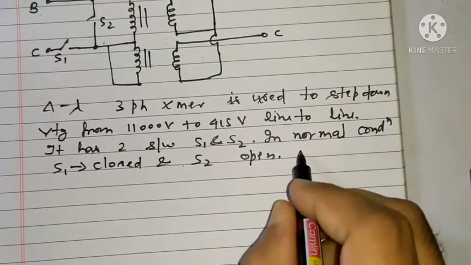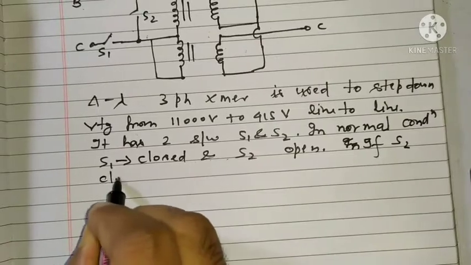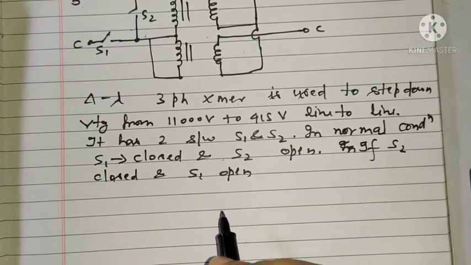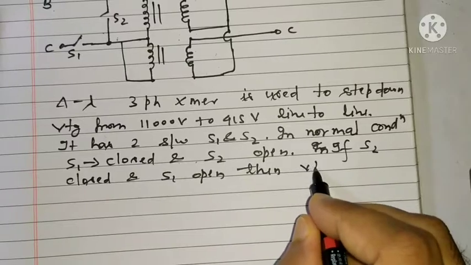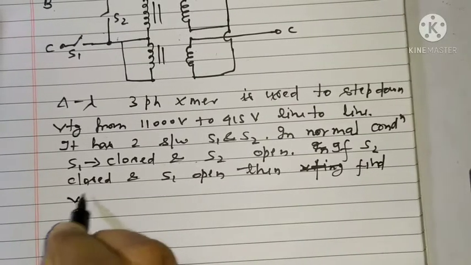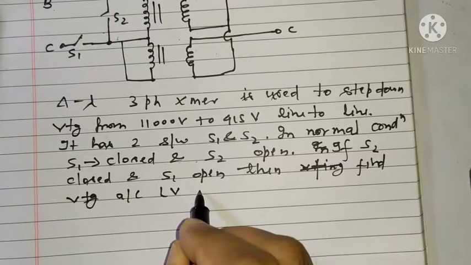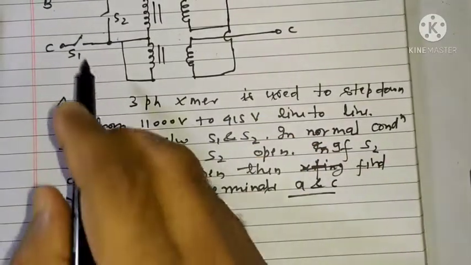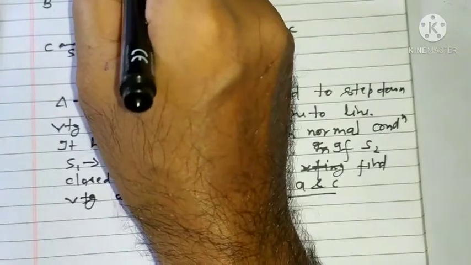In a certain condition, if S2 is closed and S1 is open, then in this case find the voltage across the LV terminals A and C. So they are asking, when S2 is closed and S1 is open, what will be the voltage across A and C? This is LV and this is HV, right?